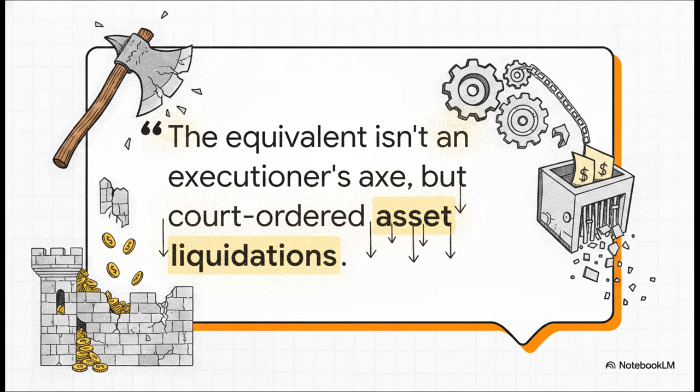The sources actually draw a really striking historical parallel here. They point out that kings, like Henry VIII, didn't use annulments just for personal reasons. They used them as deliberate tools of statecraft to fracture massive estates, destroy rival wealth, and redistribute those assets back to the crown. The critique argues that the modern equivalent of this wealth destruction isn't an executioner's axe anymore. It's court-ordered asset liquidations and massive tax triggers.